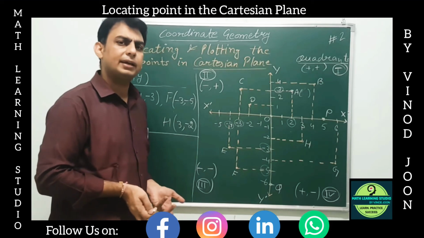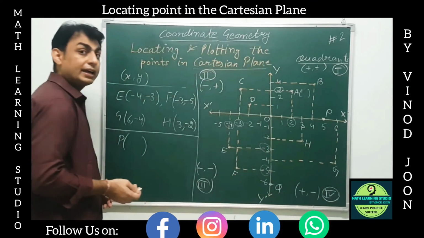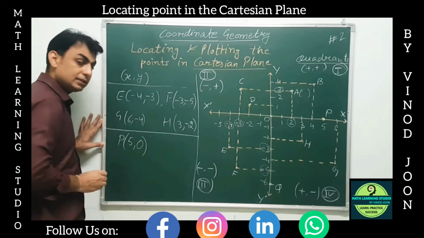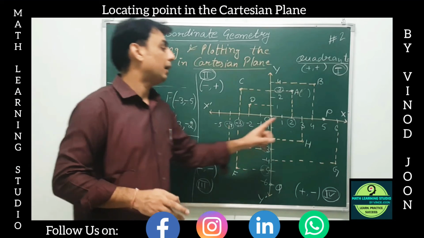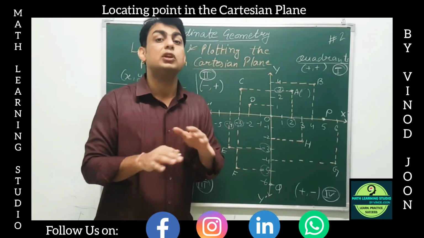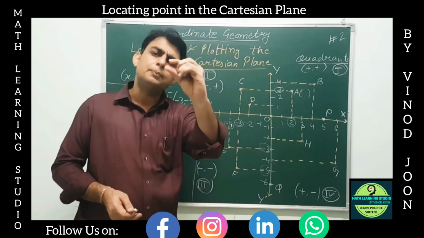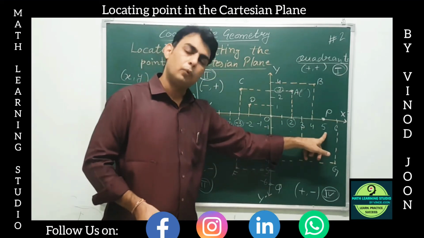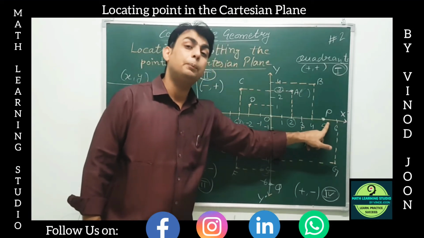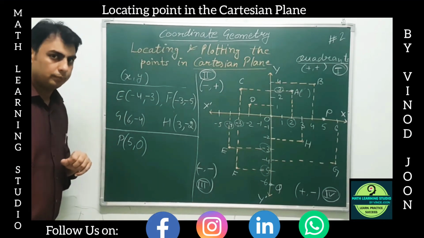What about the value of x? Well, it is at this point only which is the value of x as 5. So this point will be 5, 0. In fact, the perpendicular that is coming to x-axis is not there, or you can say it is so short that it becomes a point only, and that value is 5. Okay, so the point P has the coordinates 5, 0.